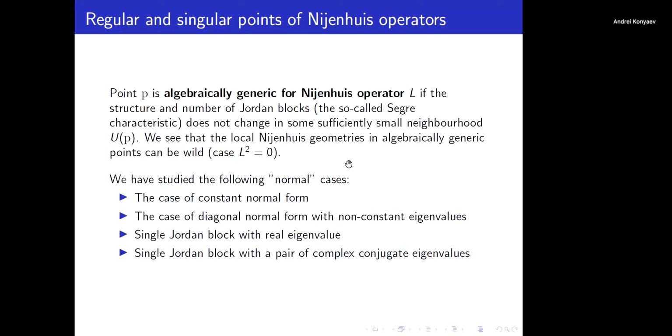Okay, so that's what we're going to do. We have discussed the following regular points. They're algebraically generic, and those are the points we have been interested in. And here is some, again, interesting geometry. The one I forgot is the complex geometry. We have seen that in the case of complex eigenvalues, a natural complex structure appears, and we see that Nijenhuis geometry becomes very entangled with complex geometry because the functions become holomorphic.